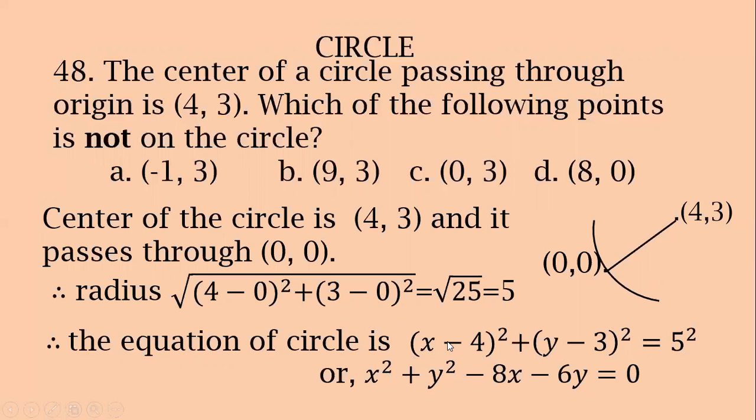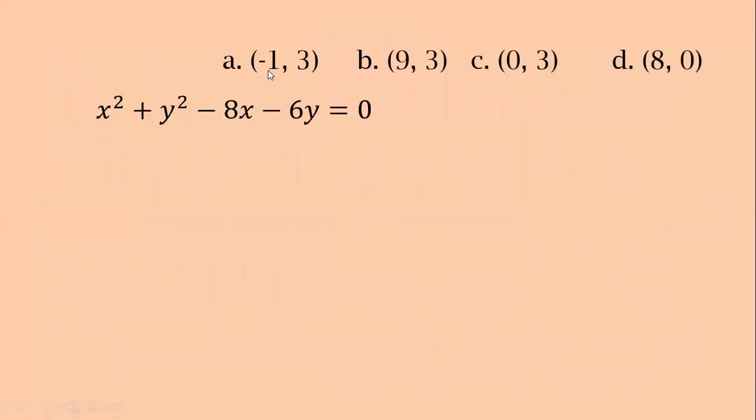x square plus y square then minus 8x minus 6y, and this 16 and this 9 is 25, and it is 25. So they are minimized on both sides. Okay. Now we have to test which point is not on the circle. A, B, C, and D. So this is the equation. So let us put x is equal to minus 1 and y is equal to 3.